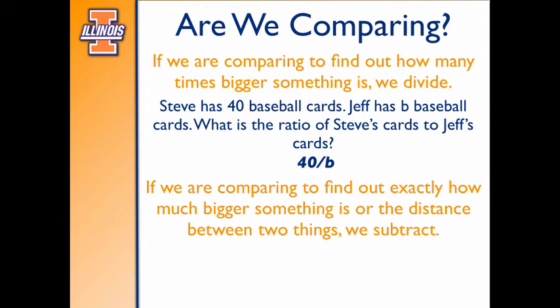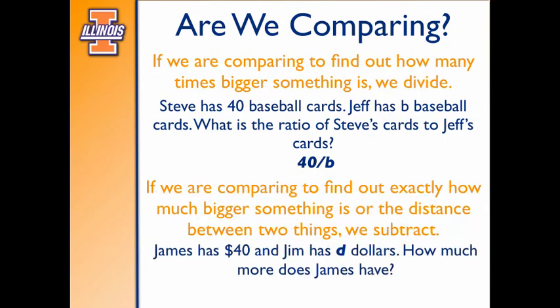If you're comparing to figure out exactly how much bigger something is or the distance between two things, then we subtract. For example, James has $40 and Jim has D dollars. How much more does James have? Well, we don't know how much money Jim has, so that's going to be a variable D. So we want to know how much more James has, so we're going to subtract the number of dollars that Jim has. So 40 minus D would be our expression here.